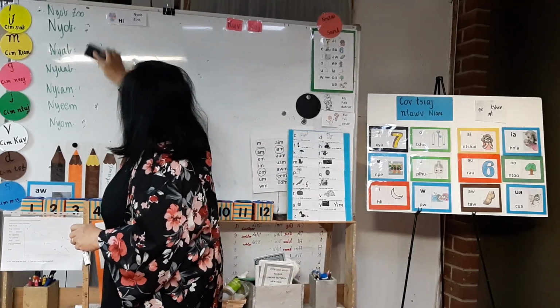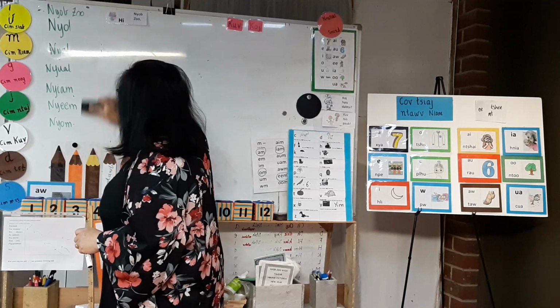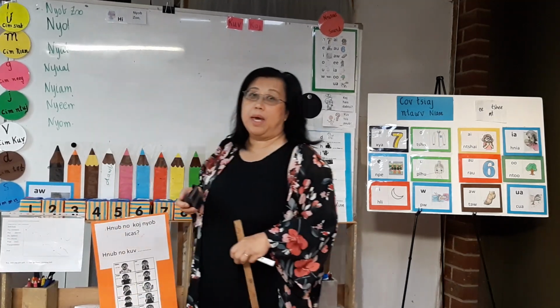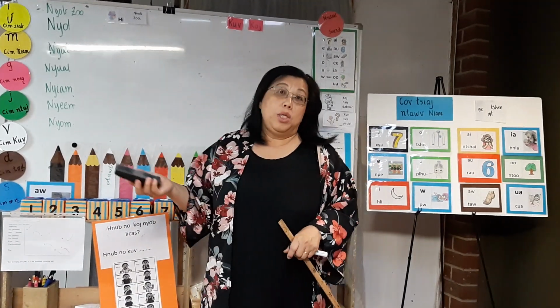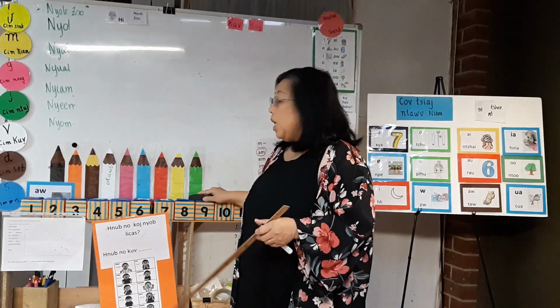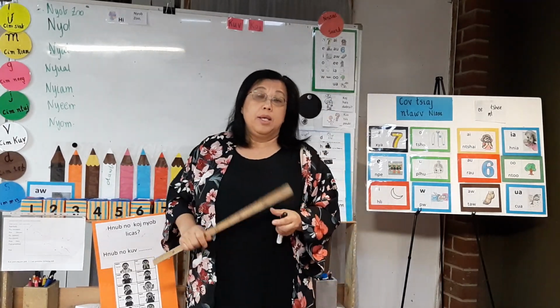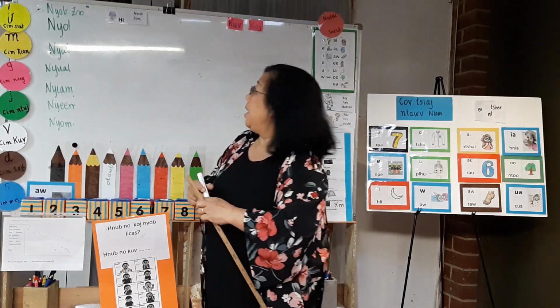Now, last week we did some counting, but this time I'm going to skip counting, right? Because I know that you can count 1 to 50. But we are going to count by 10 only, right? Say, go. I'm going to write the word here again.